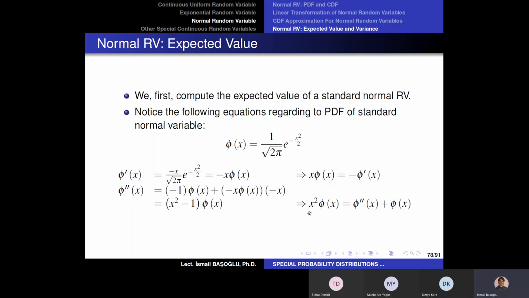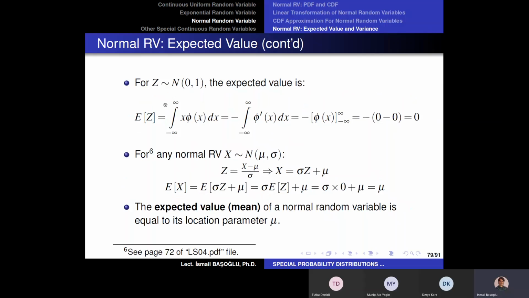And from here, x squared phi x is going to be equal to the second derivative plus the function itself. Okay, so x times phi x is this, and x squared times phi x is equal to that. Now check that out. What is the expected value of a standard normal random variable? It is x times the standard normal PDF integrated from minus infinity to plus infinity. And because x times phi x is equal to minus phi derivative x, the integral will give us minus phi x plugged in the infinity and minus infinity values.